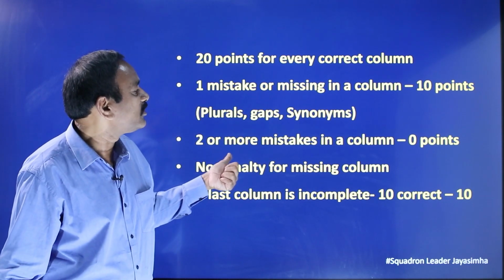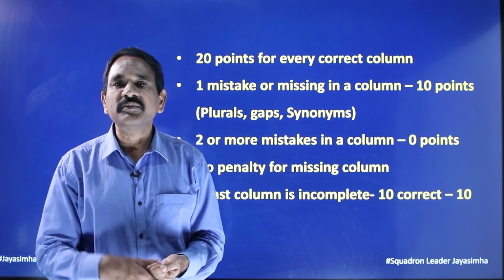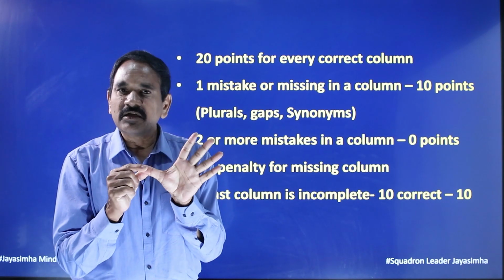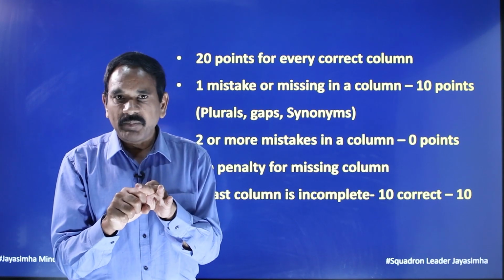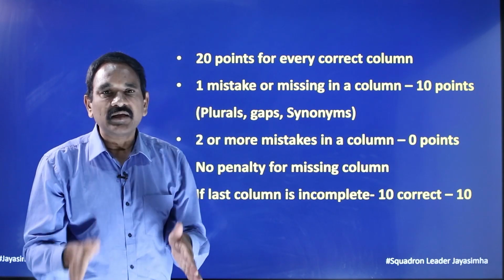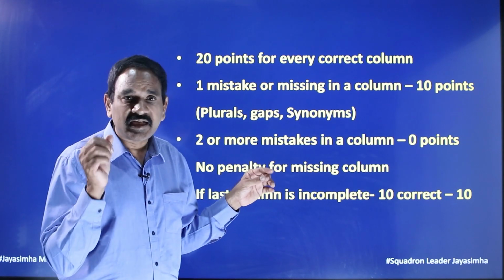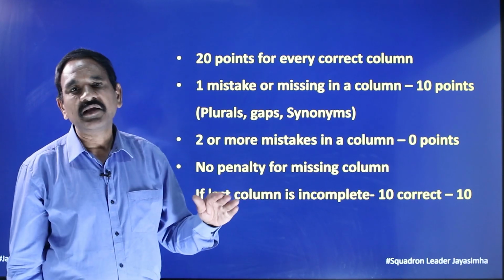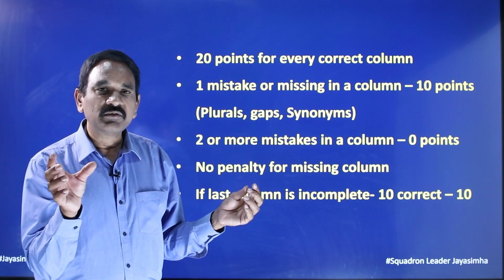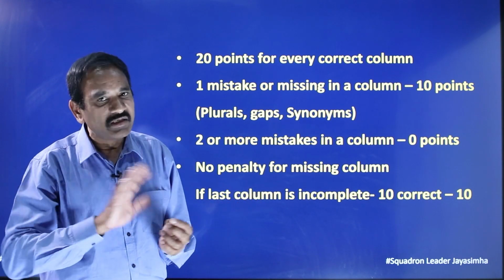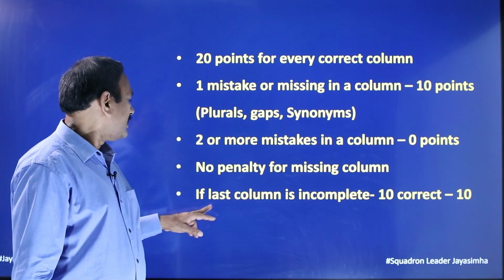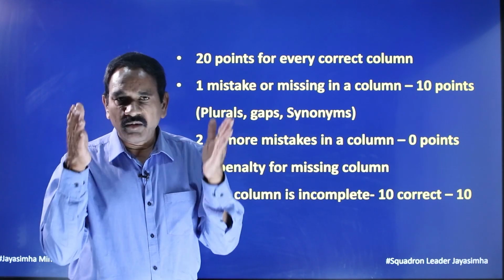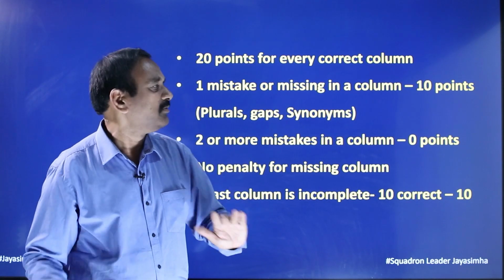Okay. 2 or more mistakes in a column, you get 0 points. Meaning in one column, either there are 2 words which have gone wrong, or 1 word wrong and one you left blank, or 2 blanks. For the entire column, though you must have written 18 words correctly, you get only 0 points. There is no penalty for a missing column. I told you already, in case you miss out a whole column, if you don't want to attempt it, there will be no penalty. And if the last column is incomplete, and 10 are correct, you get 10 points. That's it. However many you have written in the last column, you will get that, and miss 10 you will get.